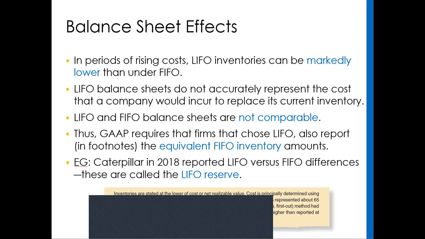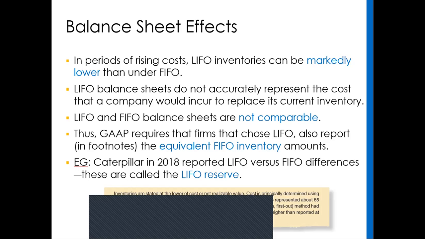So in periods of rising costs, we actually mentioned this, LIFO inventories can be markedly lower than under FIFO. So the cost of goods sold is higher, but the inventory valuation is lower. So one of these has a bias. Think about it. The last unit I sold, if it's LIFO, that's probably closer to the current cost of replacement. Or if the last unit I have in inventory is the more recent, which is FIFO, I'm going to have more balance sheet accuracy. So my balance sheet will be true to the cost of my inventory versus the income statement.